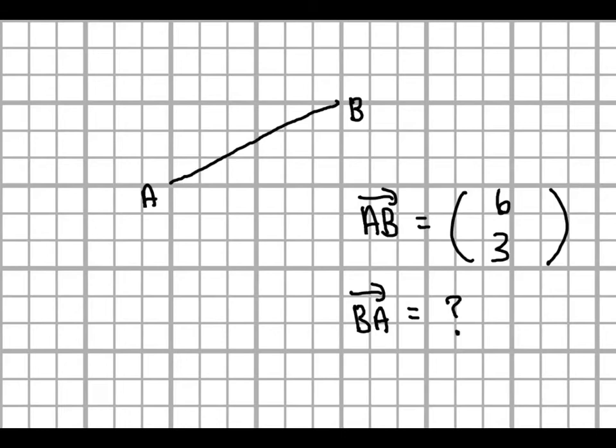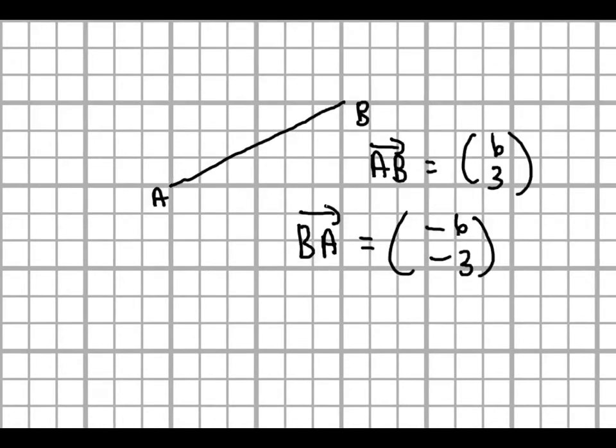I have 2 points A and B. Now, AB is (6, 3) if you have been paying close attention. My question is, what is BA? Now, the vector BA, the starting point is B and the ending point is A. So, it should be (-6, -3). So, what is the relationship between AB and BA?